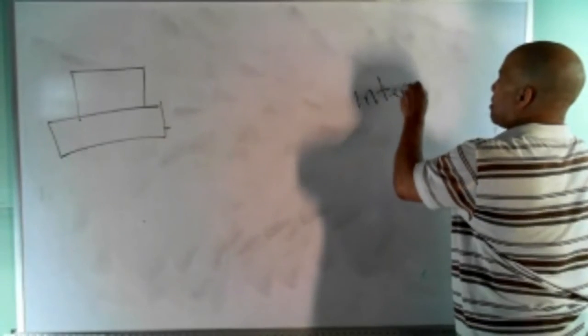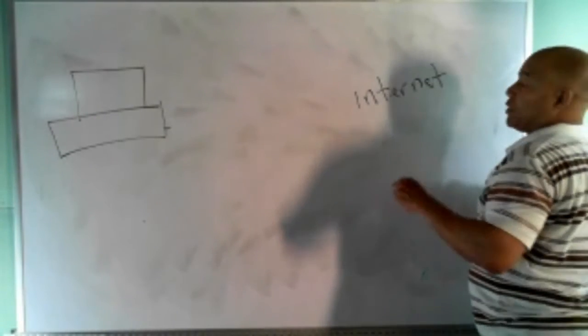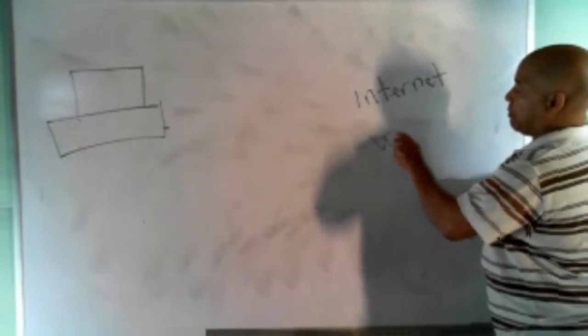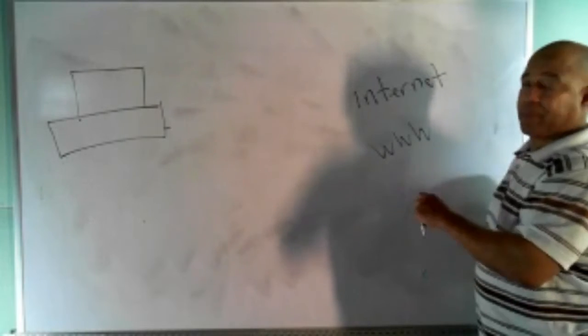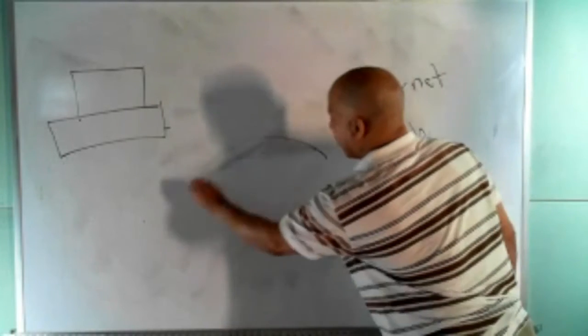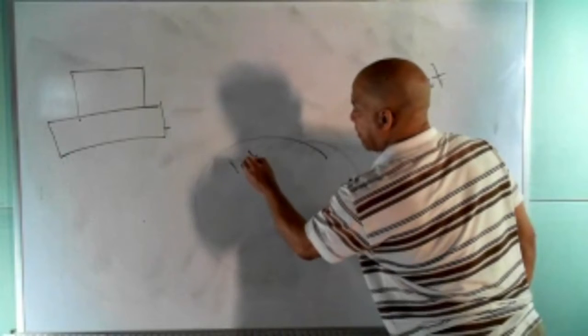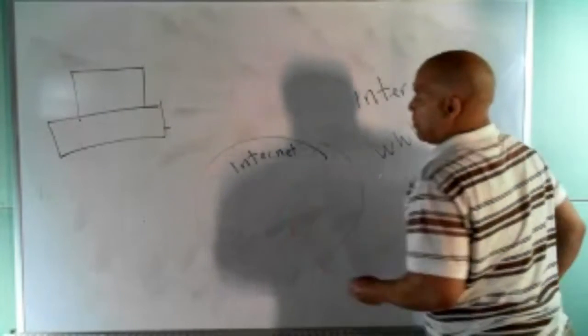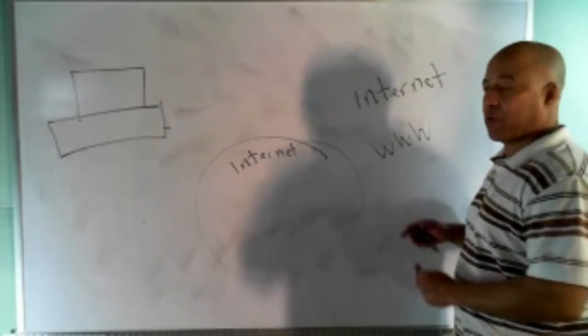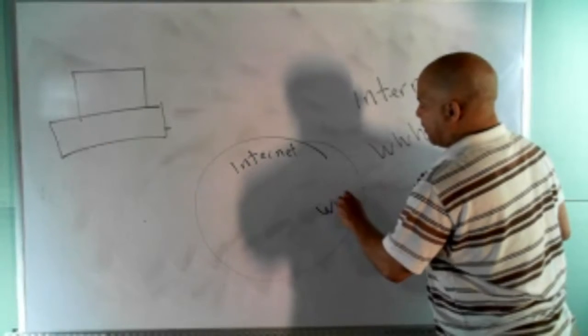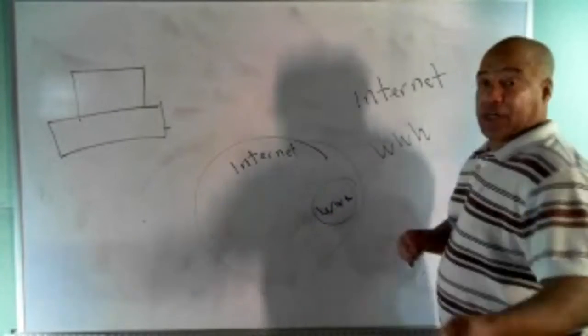The internet, there's two things. There's the internet, which I call the network, and then there's the www, which is something else. They're not the same. If I draw a Venn diagram, the internet is like right here. But on the internet, I have other things. I got like the www, what is that? The World Wide Web, right? But there's other things on the internet.